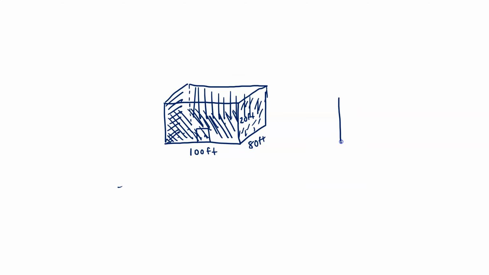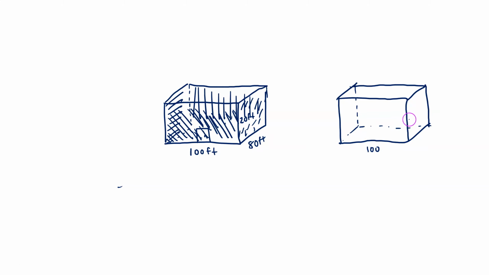So let me redraw our building because it's getting a little messy so we can see what we're talking about here. So if we're going to paint the front, it is a rectangle that is 100 by 20. And we know the area of a rectangle is length times width. So 100 times 20 would be 2,000, and that would be square feet. So the area of the front of our building is 2,000 square feet.